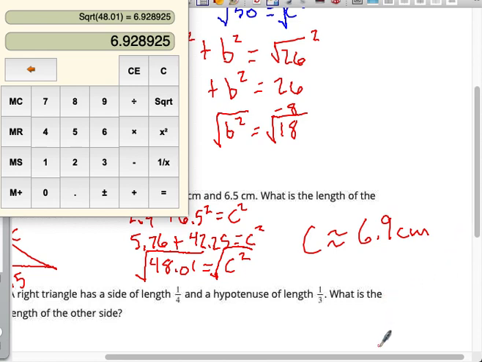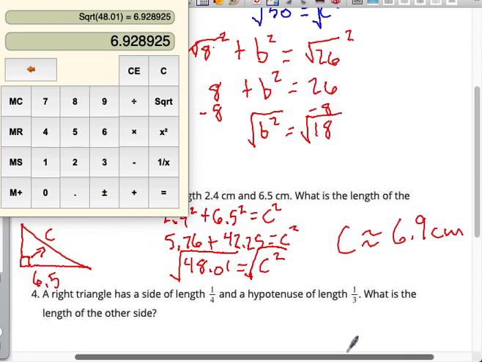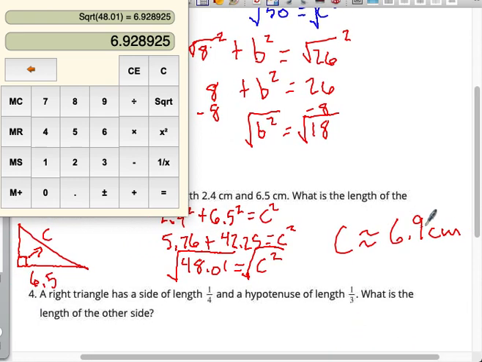Your answer should match the problem that is given to you. If they give you a decimal, then give your answer as a decimal. If they give you square roots, leave your answer as a square root.